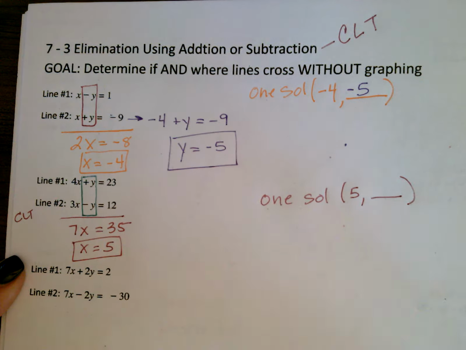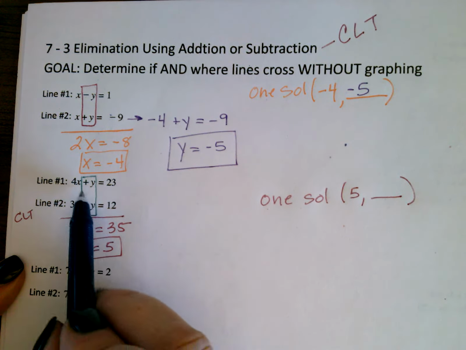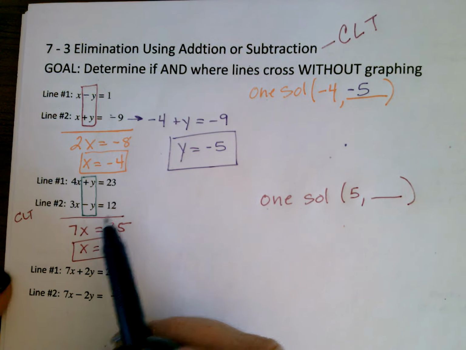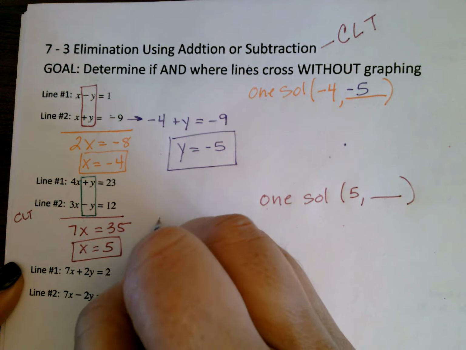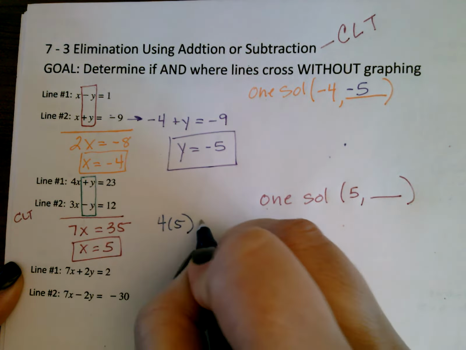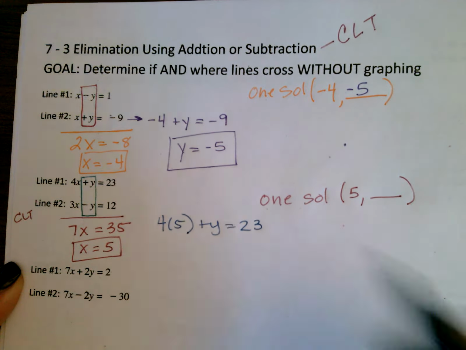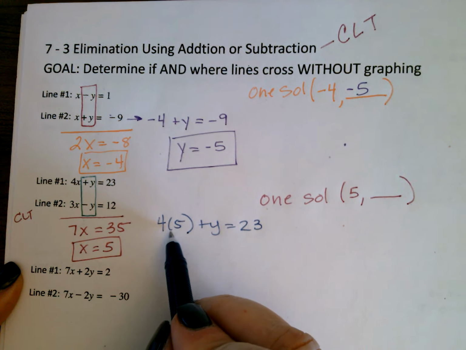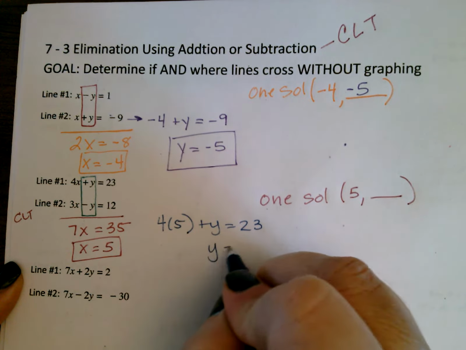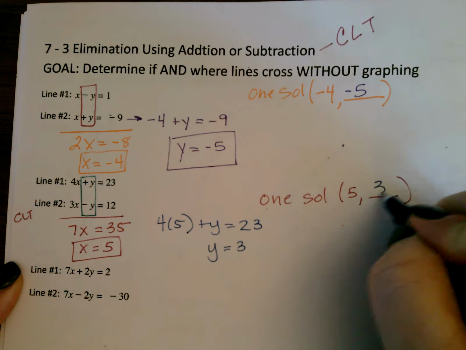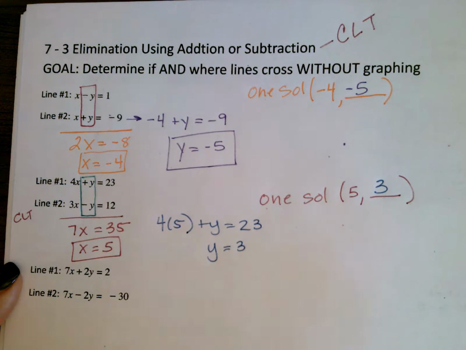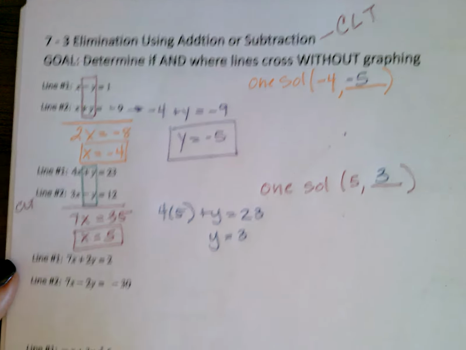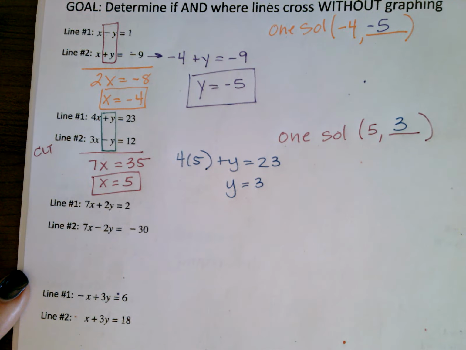Now I need to determine y. Pick either equation, avoiding the negative sides. I'm going to pick that top equation. So 4 times 5 plus y equals 23. That is 20. Subtract that from both sides, I get 3. One solution where the lines cross is at 5, 3.